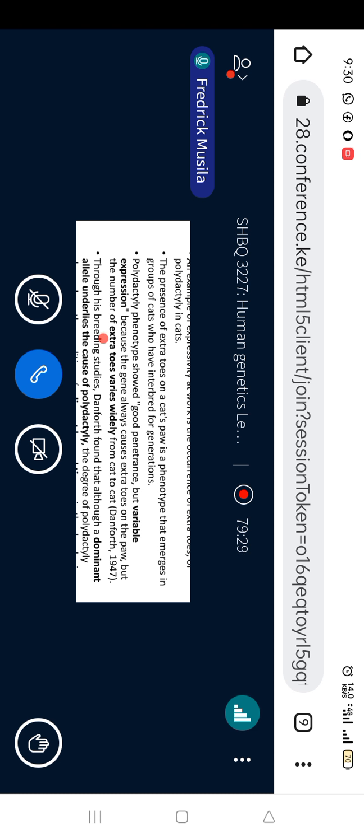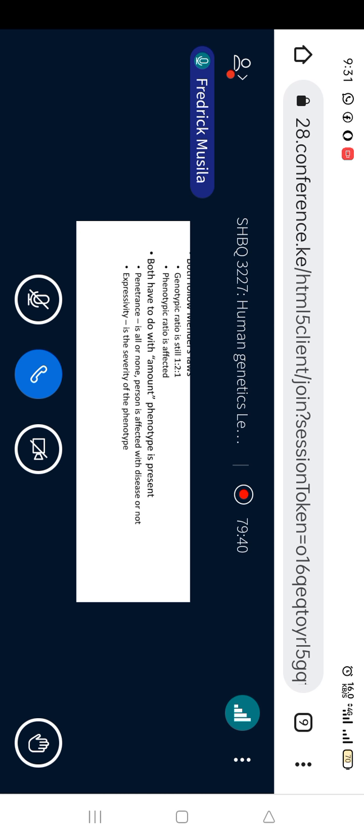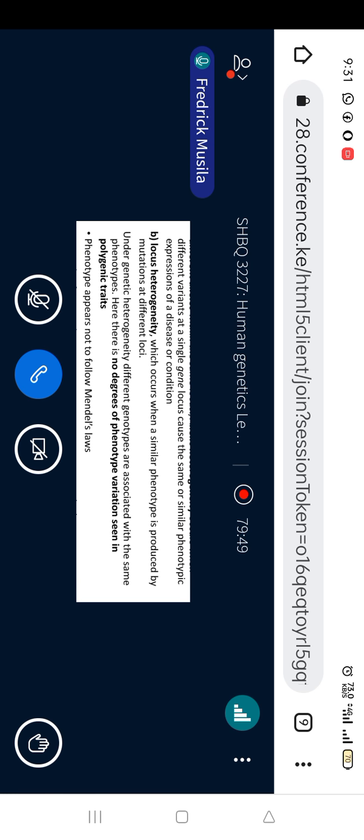So expressivity is the variation of expression of the phenotype, or the degree of expression of the phenotype. I'm sure you understand that. Penetrance and expressivity both follow Mendel's laws. Both have something to do with the amount of phenotype present.